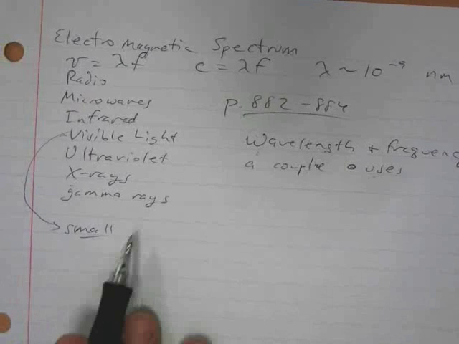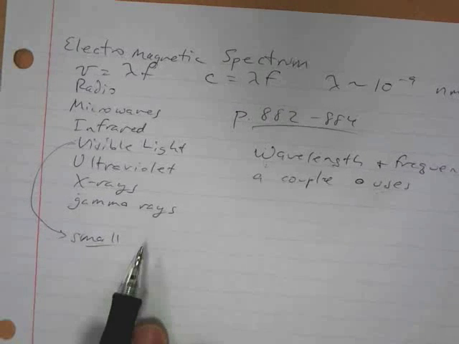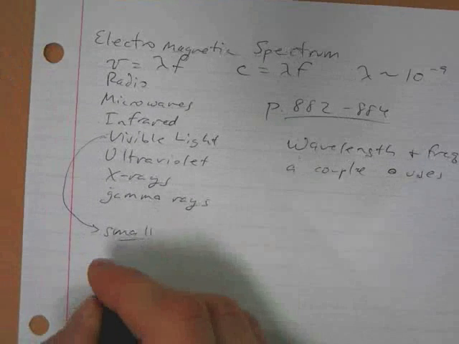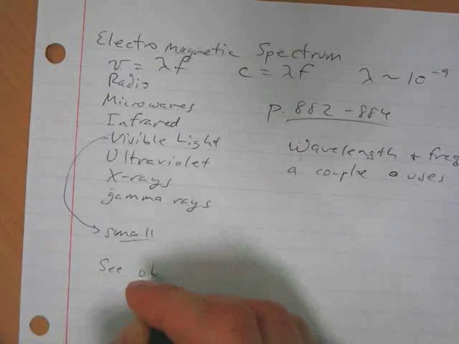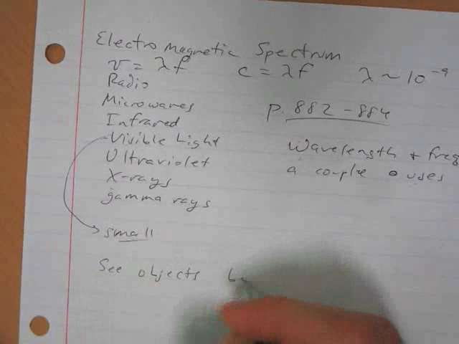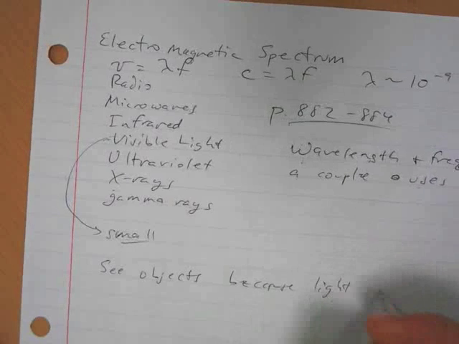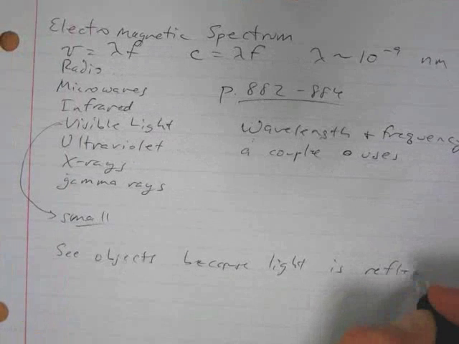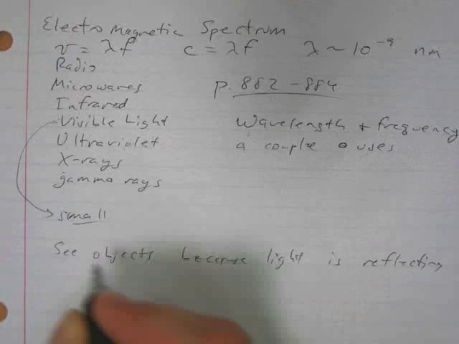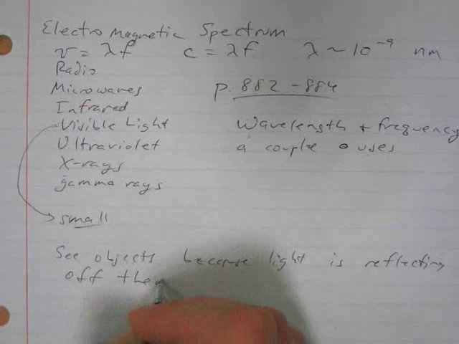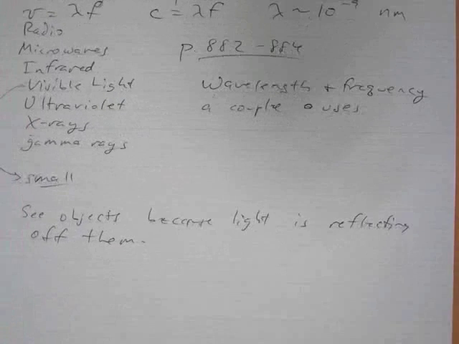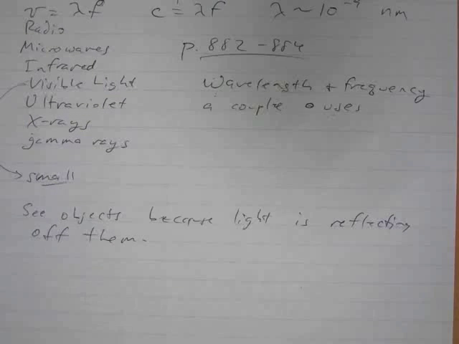One more thing to note quickly is that we see objects because light is reflecting off them. That's why when it's dark, when there is no source of light, we can't see things, because there's no light to reflect off and go into our eye.